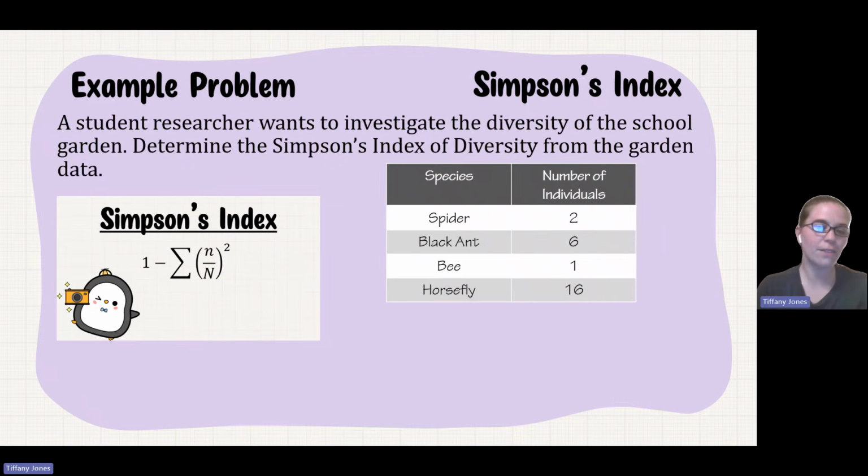So go ahead and pause the video, see if you can solve this problem. A student researcher wants to investigate diversity of the school garden, determine the Simpson's diversity index from the garden data. So here we now have 4 different species.